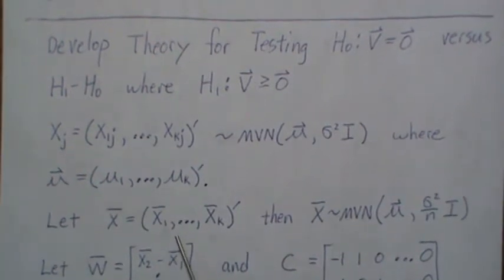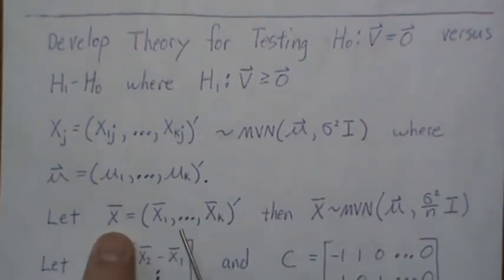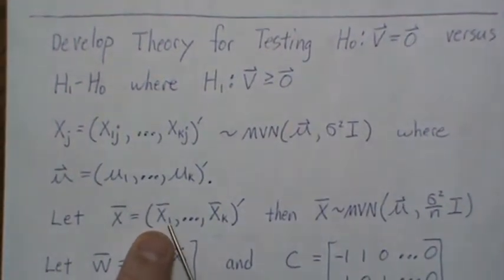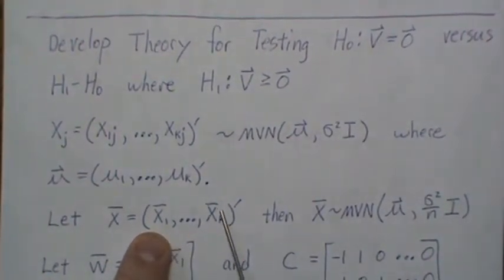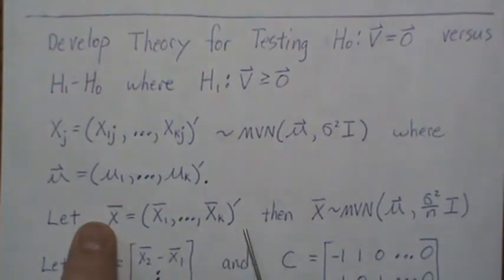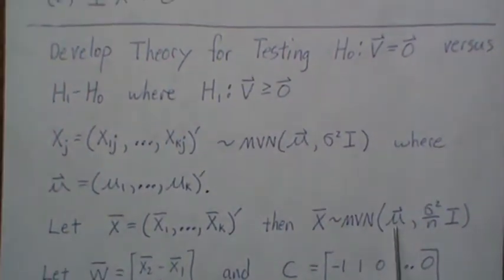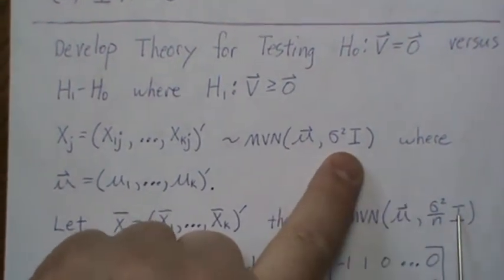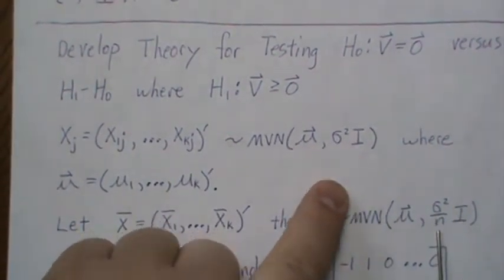So let's let X bar be the sample mean vector. This would be the sample mean from treatment one, through the sample mean from treatment K. And we know that that is multivariate normal with the same mean vector, and then the same covariance matrix divided by N.